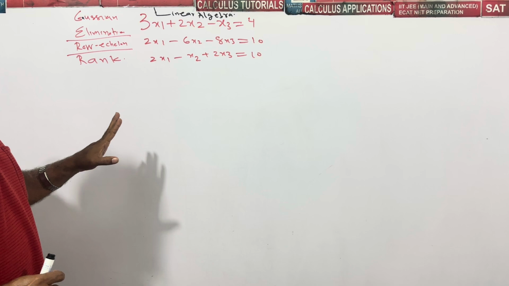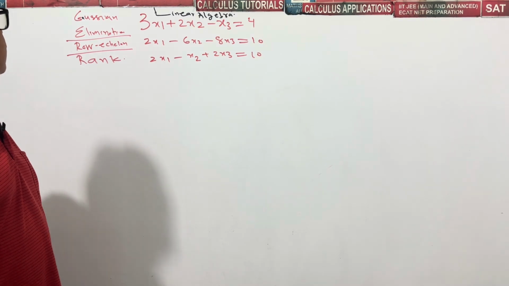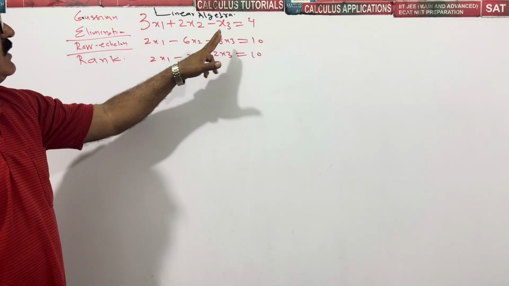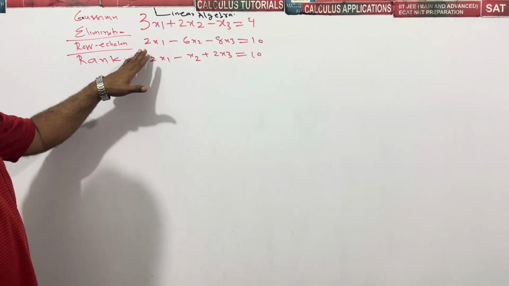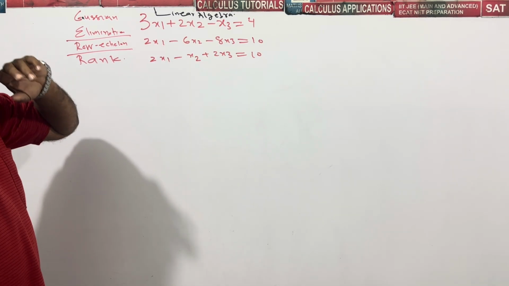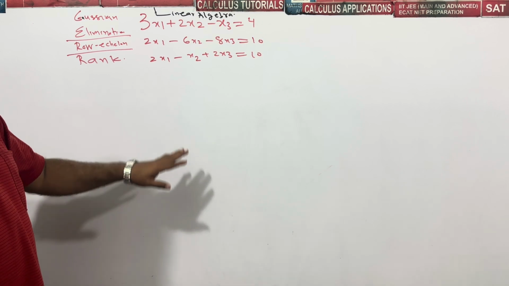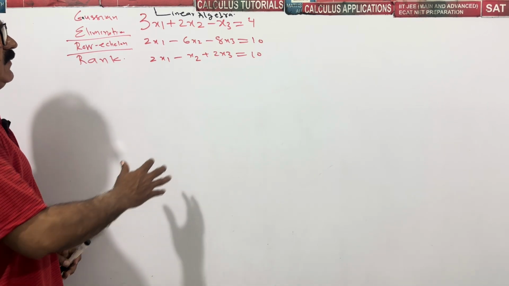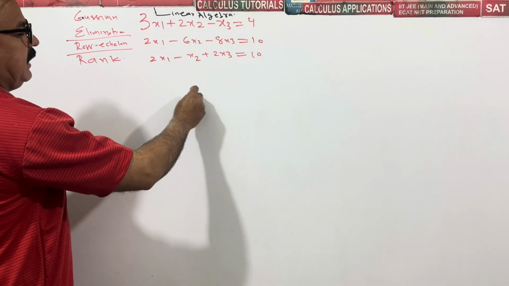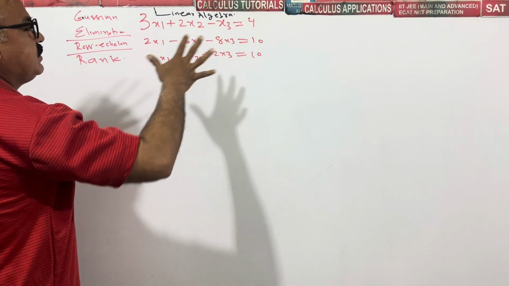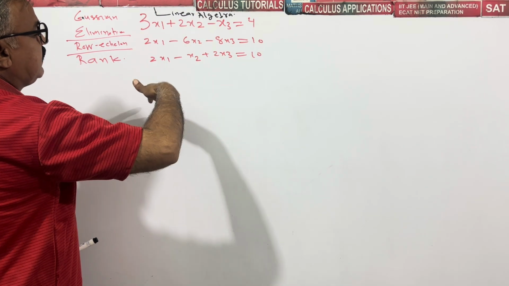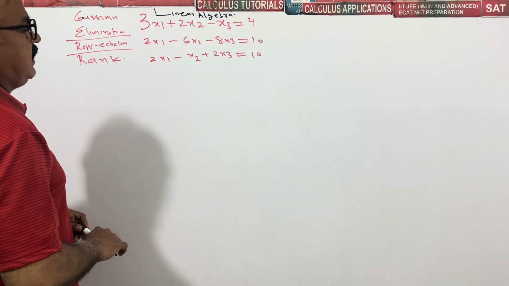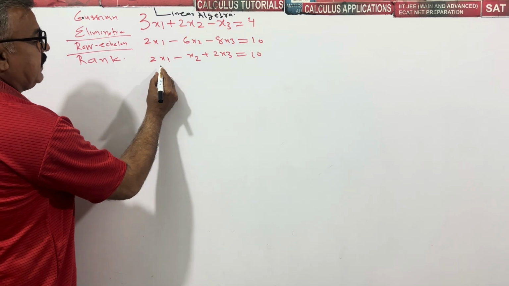We have a given system of three linear equations in three unknowns. 3x1 plus 2x2 minus x3 is equal to 4. 2x1 minus 6x2 minus 8x3 is equal to 10. 2x1 minus x2 plus 2x3 is equal to 10. They are in order. If they are not in order, settle them in order. If something is missing, introduce 0 instead of that. Here there is no deficiency of x1, x2, x3 and the constant on the right hand side. It is in order. Let me write their coefficients.